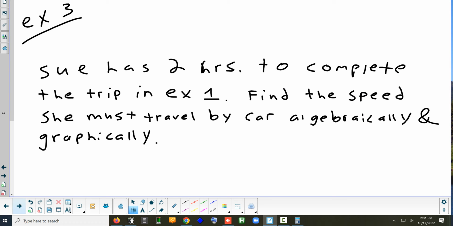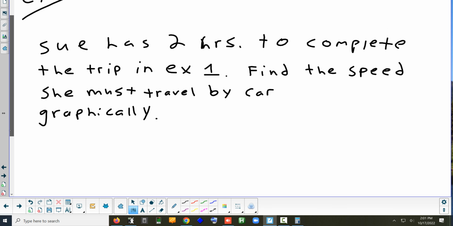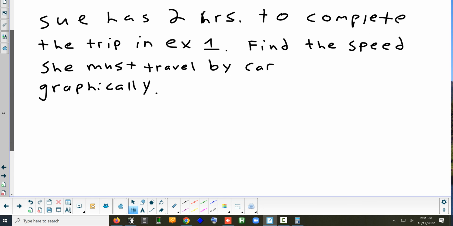So now it says that Sue has 2 hours to complete the trip. I want to find the speed that she must be driving at to make sure she completes the trip in 2 hours. But I just want to do it graphically. First thing I need is the formula that we already figured out for time.